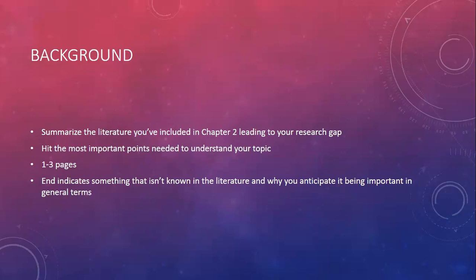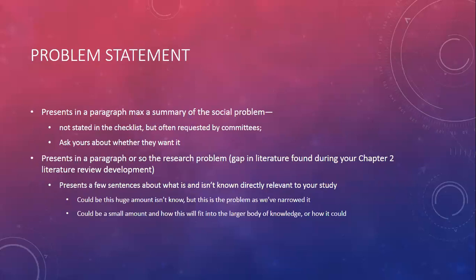So that's what this process is really for in the background, to serve as a bridge from what is known as the social problem through what is generally and specifically known about what you've identified as your research gap. Okay, and at the end of that section, we should have a clear picture of what you have determined is not known in the literature and what you plan on addressing in your study. Your problem statement is only going to be a few paragraphs.